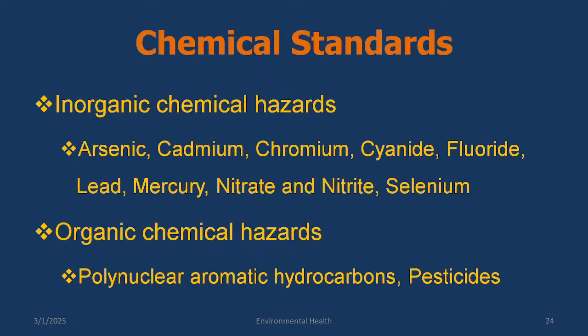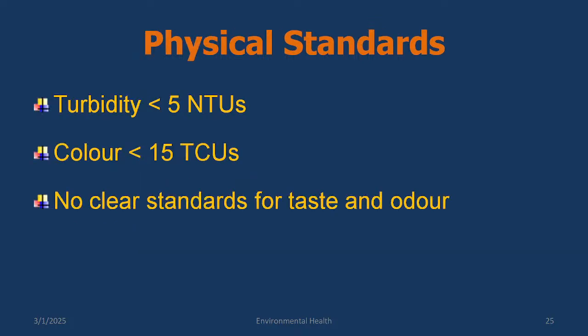What about chemical standards? The chemicals we are more interested in from the standpoint of human diseases are arsenic, cadmium, chromium, cyanide, and organic chemicals are also there, so polynuclear aromatic hydrocarbons and pesticides. These are the most important ones, for which standards are also given. Which are the standards for physical hazards? There are four important things rather. One is turbidity, less than 5 NTU, and for color less than 15 TCU. There are color meters and turbidity assessment meters which can test these. They can be done at the source itself in a portable manner.